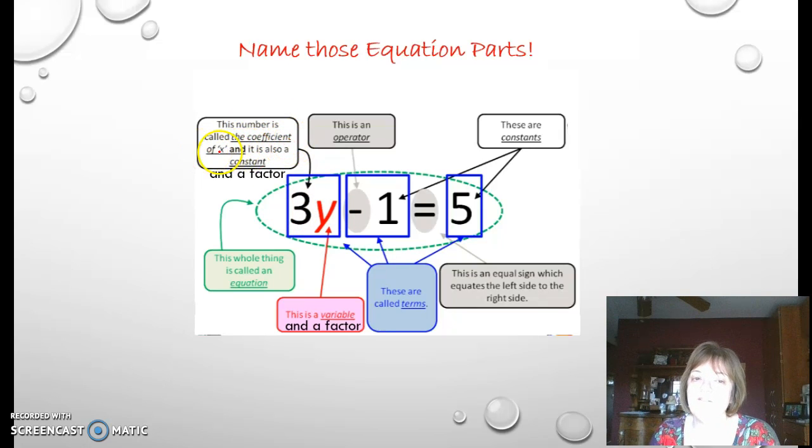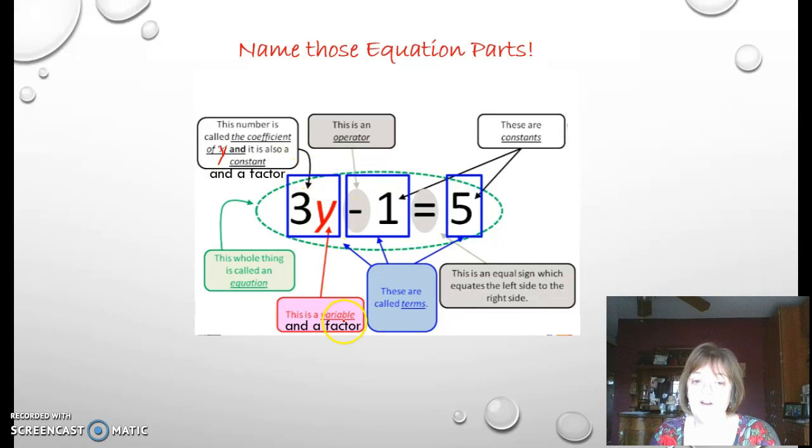It's a coefficient of x, meaning it's also a factor. It's multiplying. This is a coefficient of y. Ha! That was wrong and I missed it. This is a coefficient of y, not x. Silly. I missed that when I was putting the slide together. This is a coefficient of y, and it's a factor because factors mean we multiply two things.